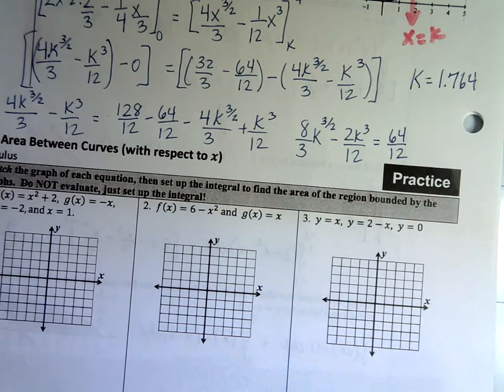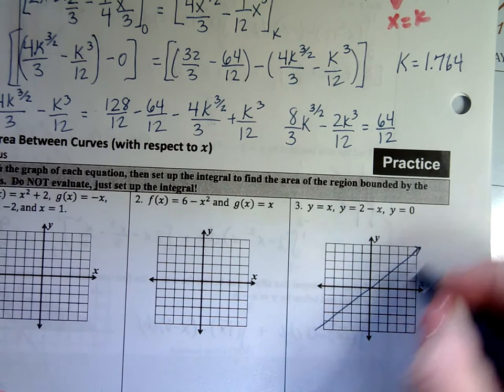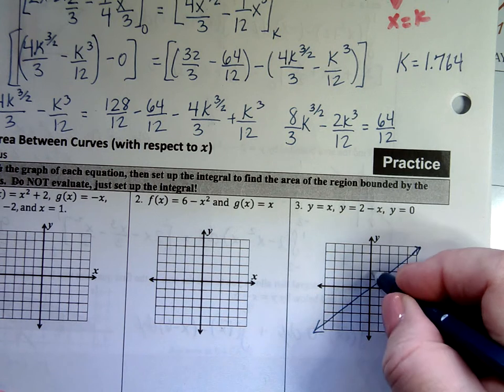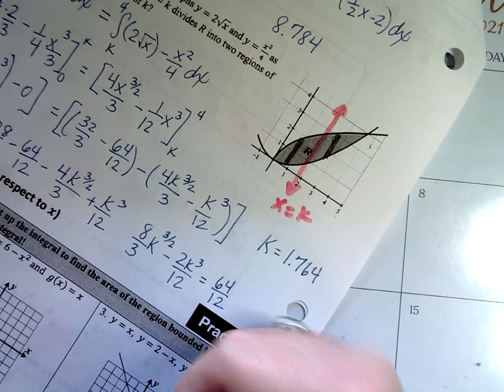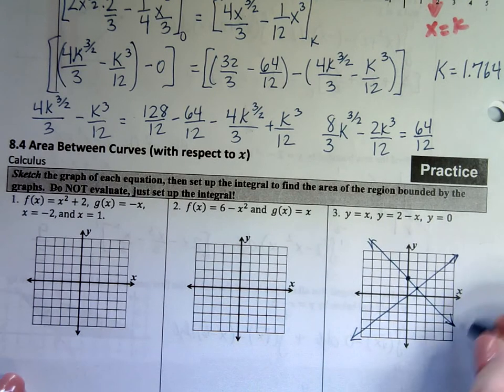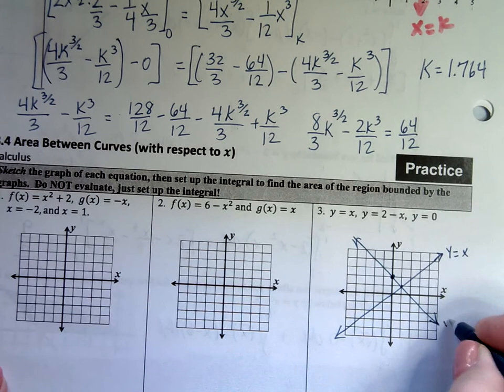Here we go. First one's number 3. I have the line y equals x. I have the line 2 minus x. In other words, 2 is my y-intercept. My slope is negative 1. So these are what they look like. This is y equals x. This guy is y equals 2 minus x.